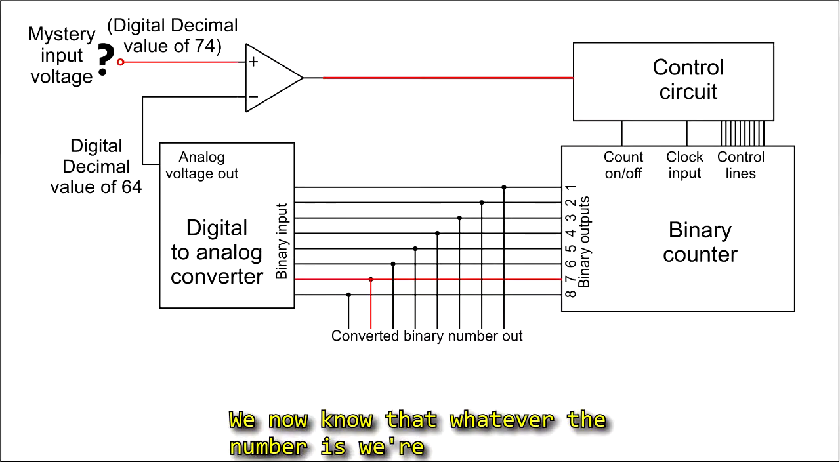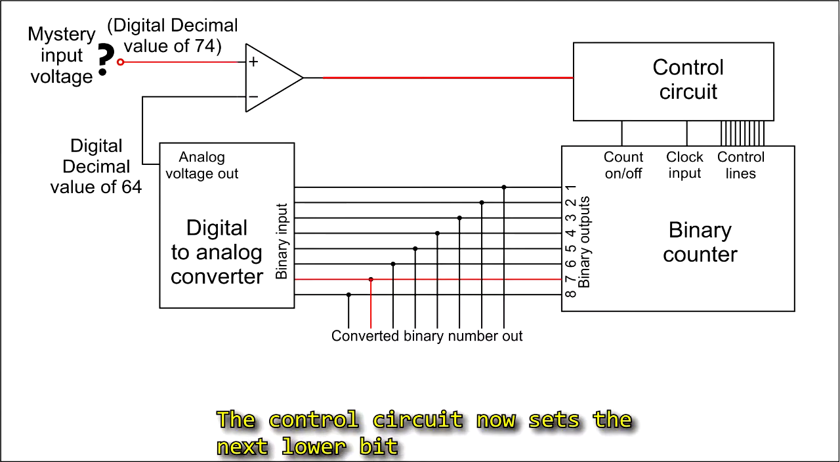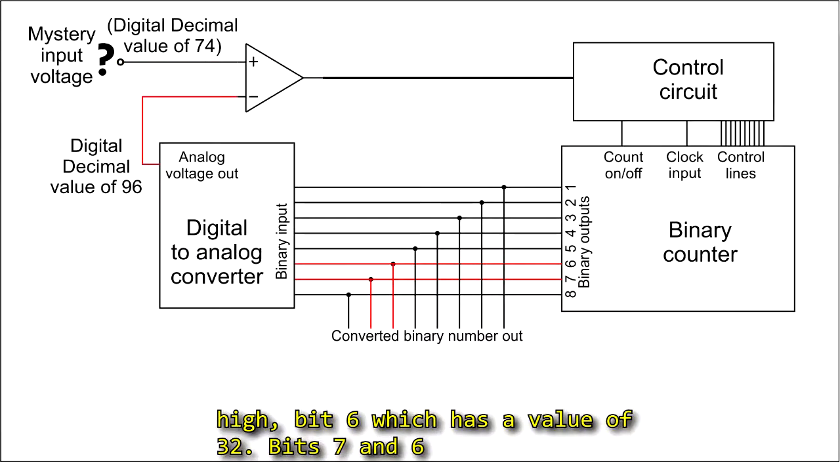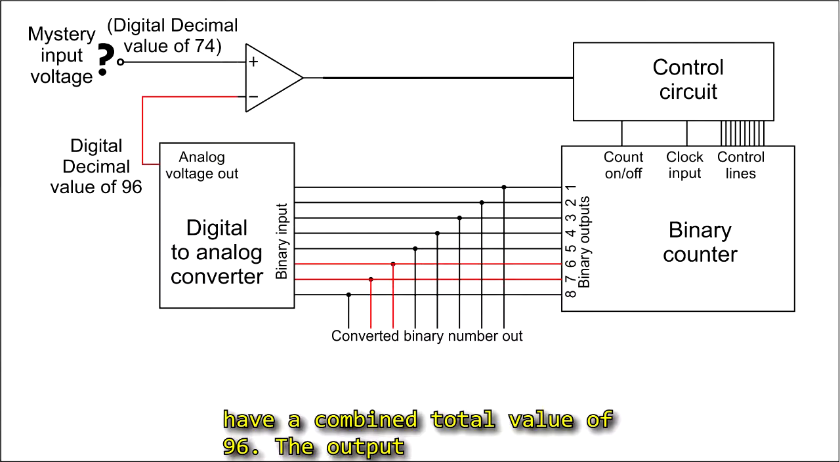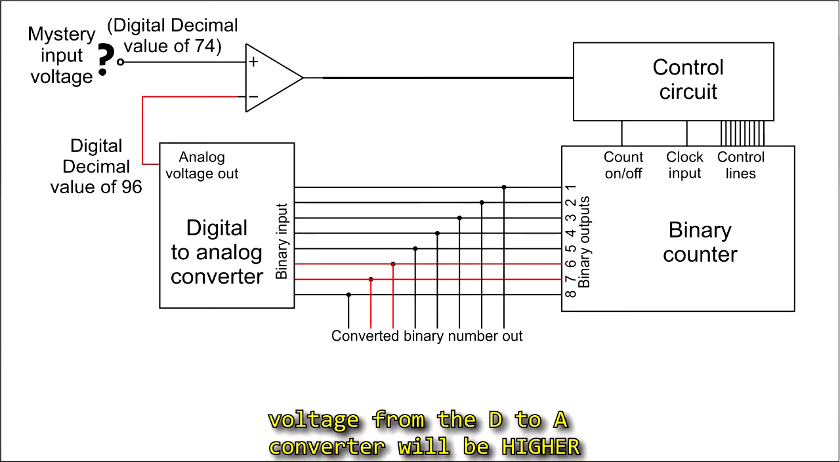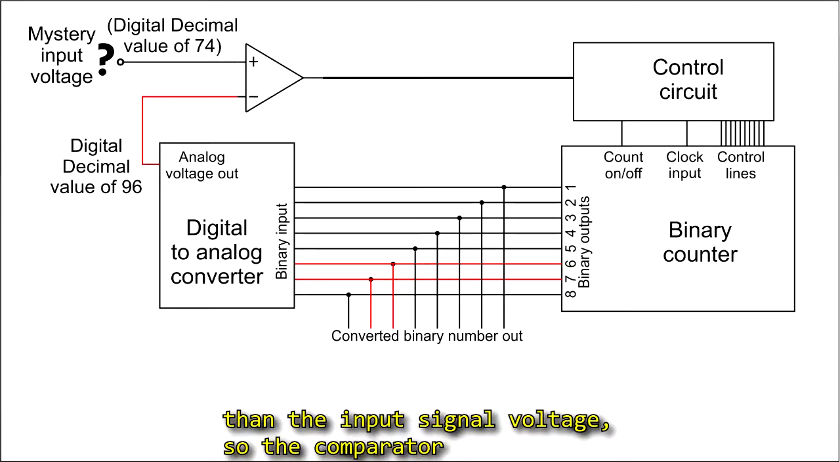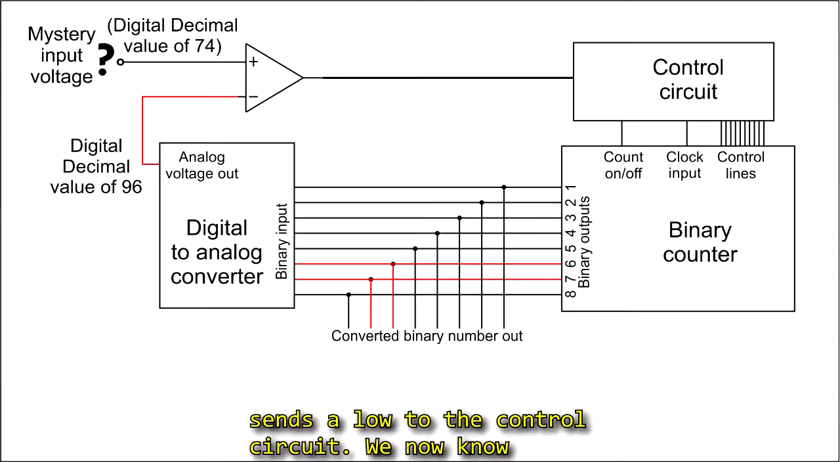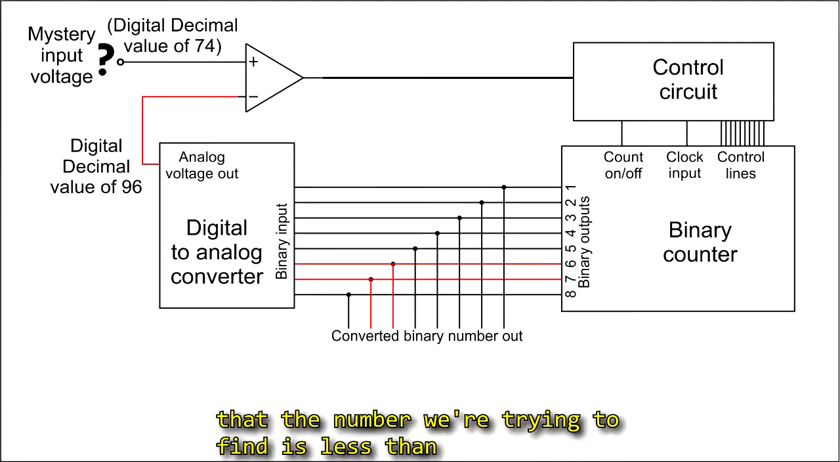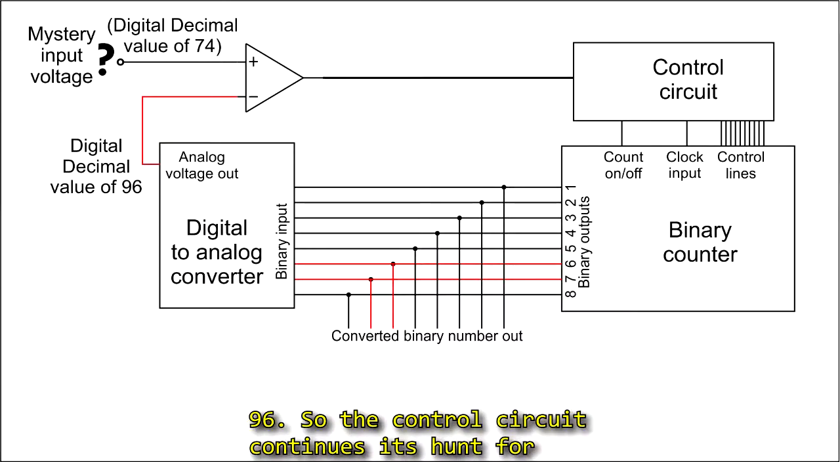We now know that whatever number it is we're looking for, it's higher than the value of 64. The control circuit now sets the next lower bit high, bit 6, which has a value of 32. Bits 6 and 7 have a combined total value of 96. The output voltage from the D to A converter will be higher than the input signal voltage, so the comparator sends a low to the control circuit. We now know that the number we're trying to find is less than 96.